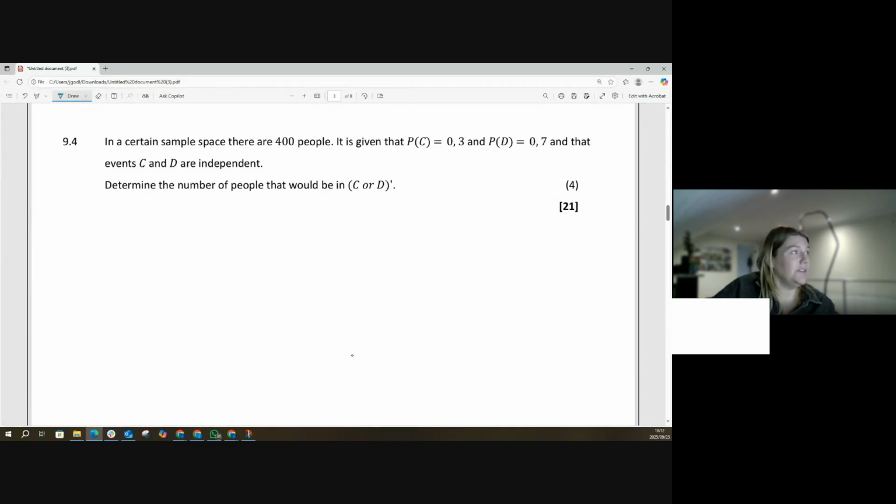So I'm just going to write again, because we haven't spoken about independent much. If they are independent events, it means the probability of one times the probability of the other is going to be equal to the probability of them together.